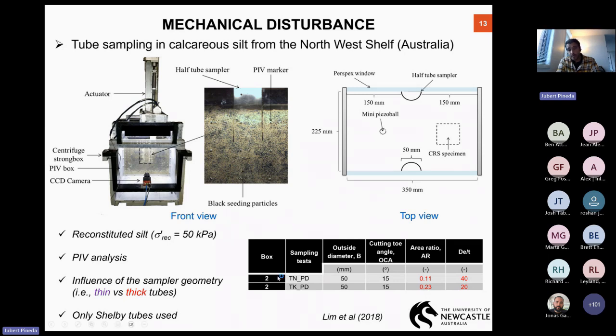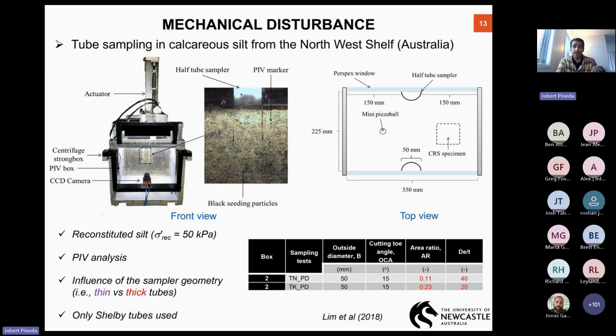The upper one, which is called TNPD, is the thin Shelby tube, in theory the good one according to the recommendation by Charles Ladd and Don DeGroot. The second one, which is TKPD, is the thicker one. It is basically a standard one, in which the area ratio is larger than the recommended value, and the ratio De divided by t is far lower than the value recommended by these two authors.